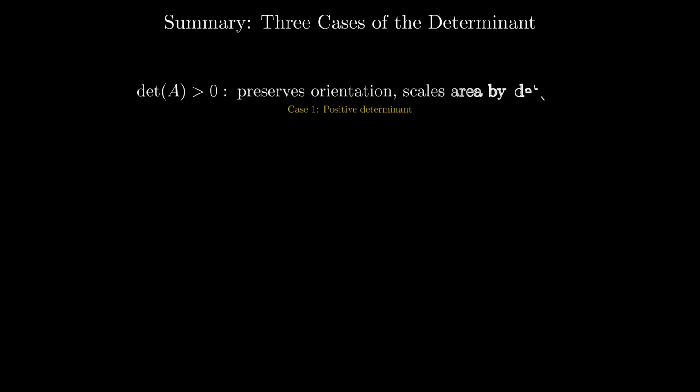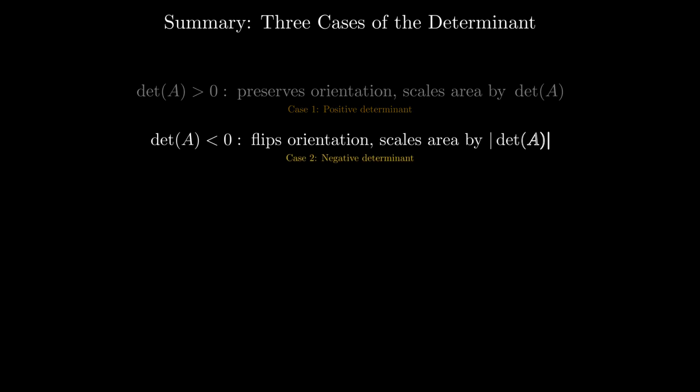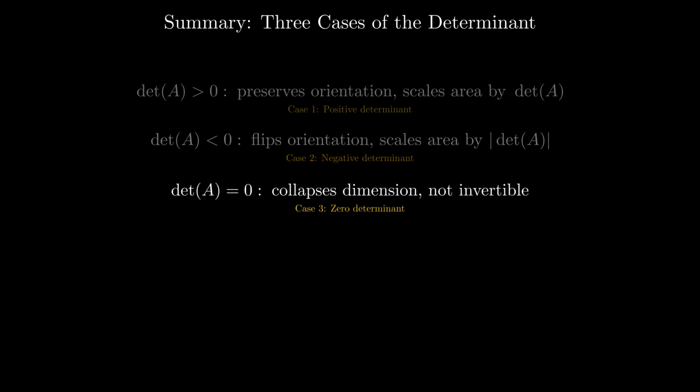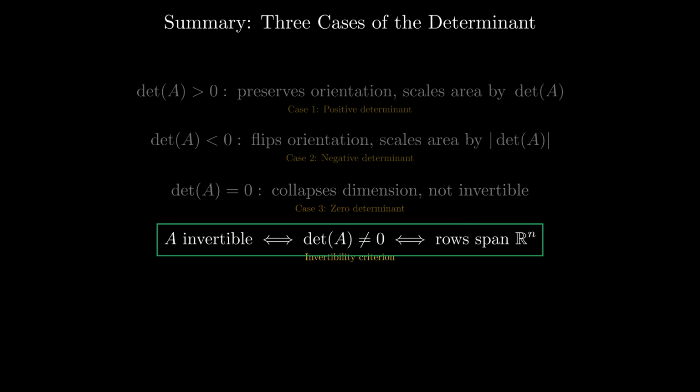Let's summarize the 3 cases. When the determinant of A is positive, the transformation preserves orientation and scales area by the determinant. When the determinant of A is negative, the transformation flips orientation and scales area by the absolute value of the determinant. And when the determinant of A equals 0, the transformation collapses a dimension and the matrix is not invertible. A matrix is invertible precisely when its determinant is non-zero, precisely when its rows span full dimensional space.